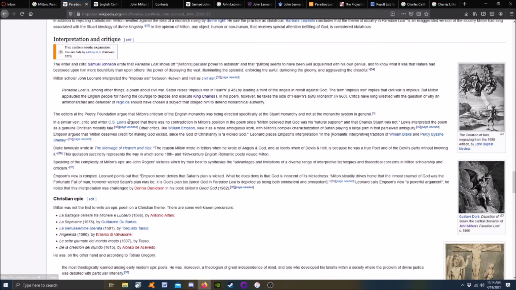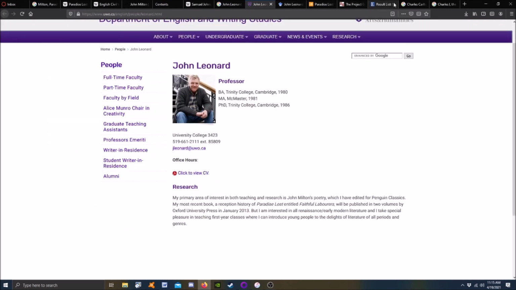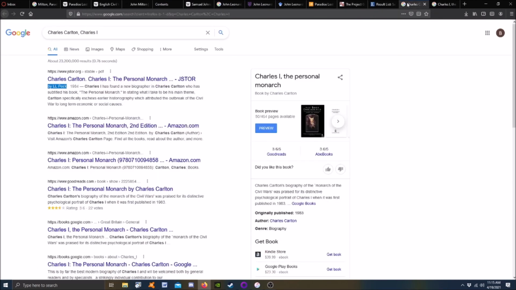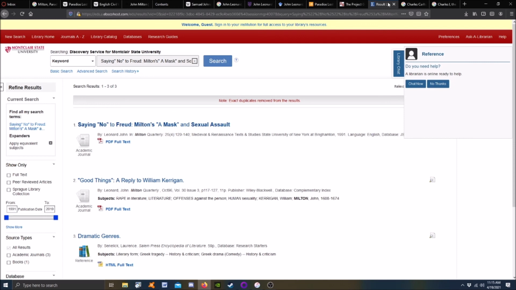Start with your big summary sources like Wikipedia. Go looking for specific writers, specific authors, specific articles. Go to Google Scholar, track down the specific source that you want, and then track it down through the library or wherever. That's the process. That's the quickest way to get to something really, really good.